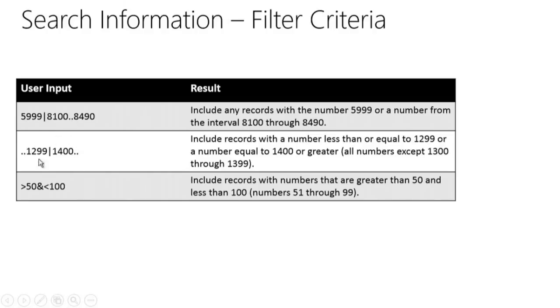Here I have an example where I'm going to include records with a number less than 1299 or a number bigger than 1400. So you can see here, by using these special characters, you can create complex filter criteria. I've displayed a couple of examples here in the presentation, but if you go into the online help of Dynamics NAV, you can find many, many more examples.